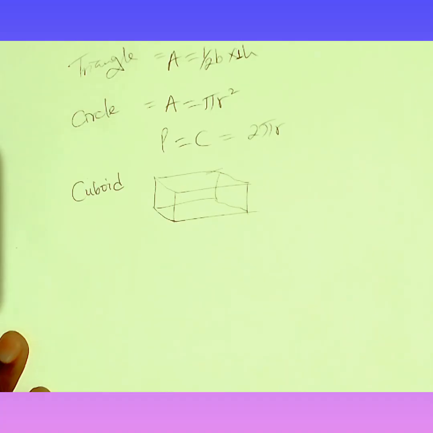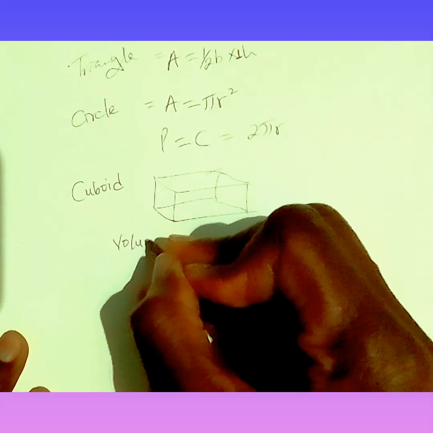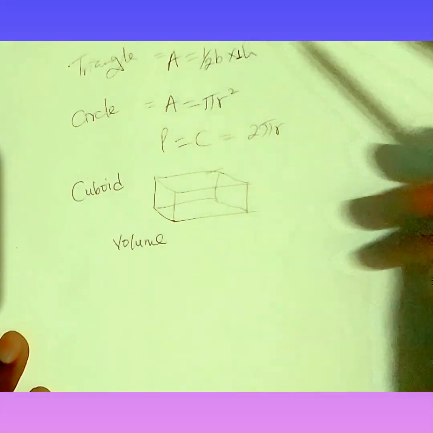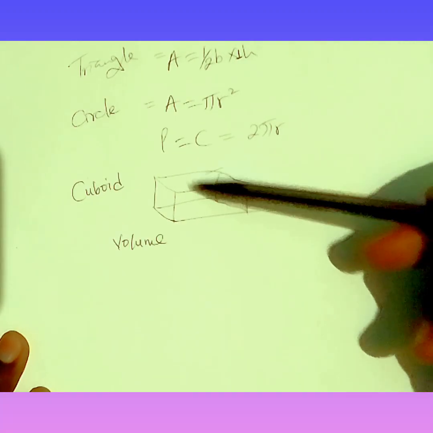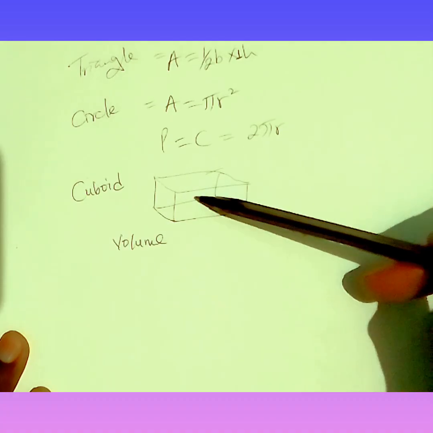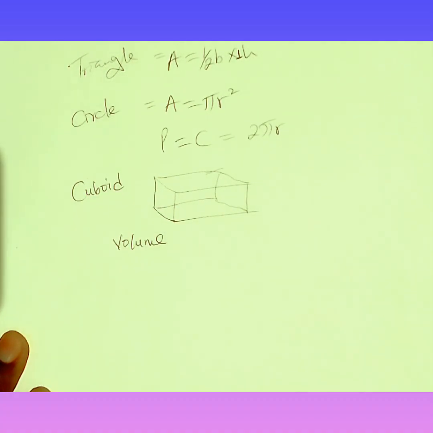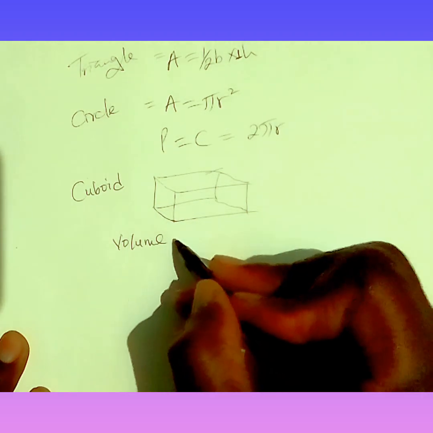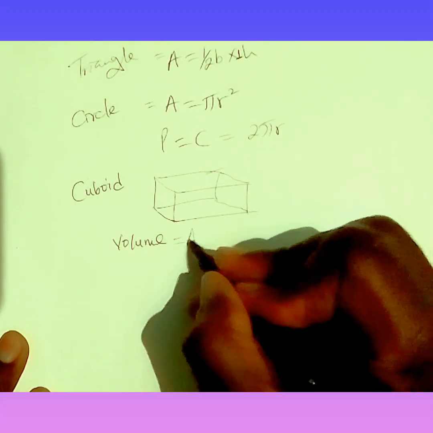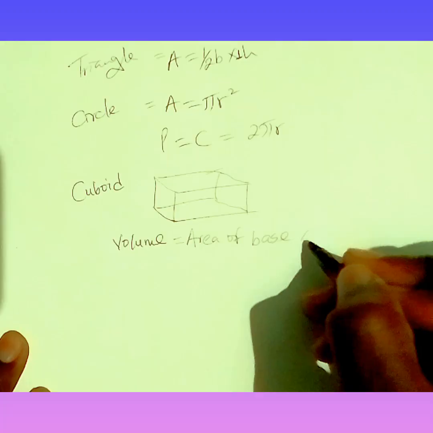So for a cuboid, we can calculate two things. Here we are looking at the volume, or we also look at the surface area. Instead of determining only the area, it is surface area, because we have 6 surfaces. So even if you don't know the formula, you can just determine the area of each of the surfaces and add it up. That forms the surface area. The volume of a cuboid, or the volume of every three-dimensional shape, can be calculated by area of base times height.